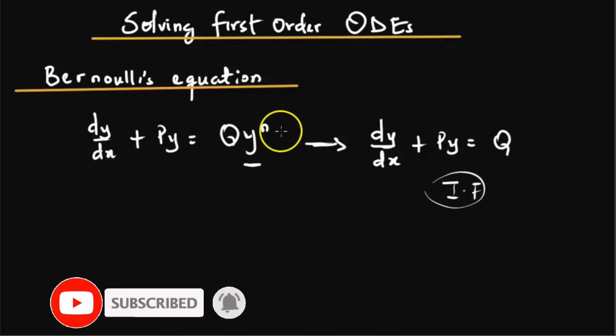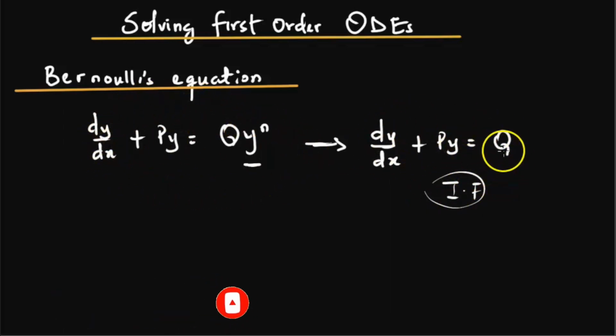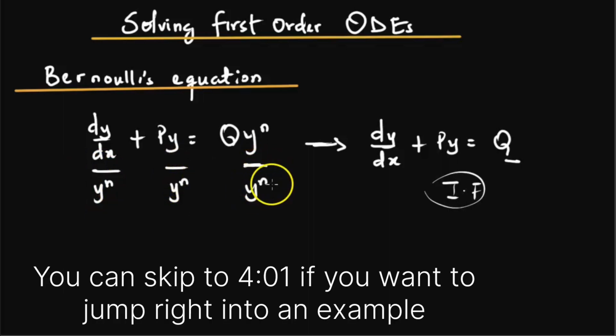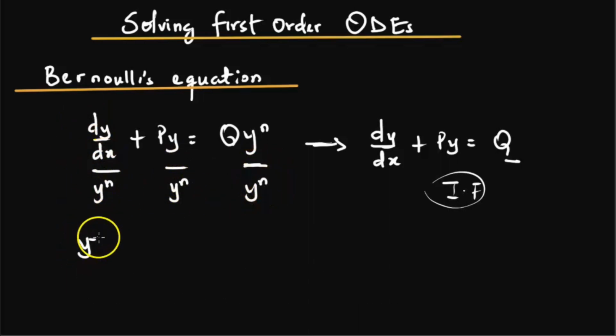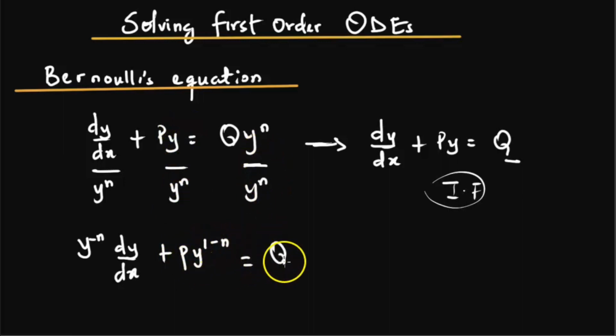So how do we make this equation to be in this form? We can observe that q is standing alone. So let's make q stand alone in this equation by dividing through by y raised to the power n. So we divide each term by y^n. Here we're going to have y^(-n) dy/dx plus, using the laws of indices, p y^(1-n), and that is equal to q.